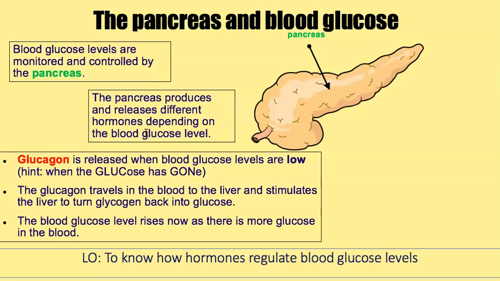Okay, so I'll go through that again slowly so you can try and follow. So your pancreas will detect that there is not enough glucose in your blood. It will release a different hormone. This time it is called glucagon. The glucagon will travel in the blood to the liver. The liver will then turn the glycogen back into glucose, and the glucose is then passed into the blood, which means that your blood glucose level will rise.